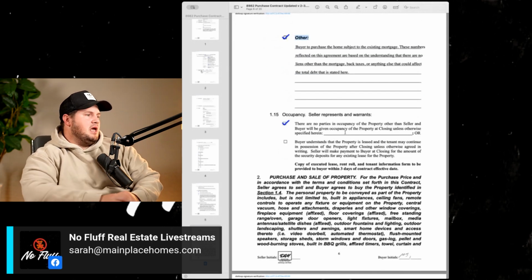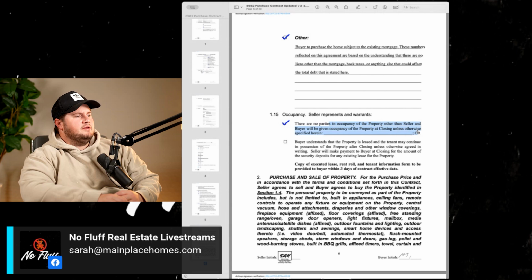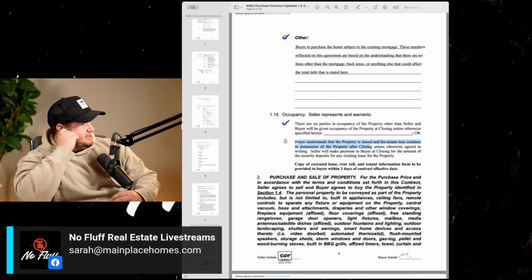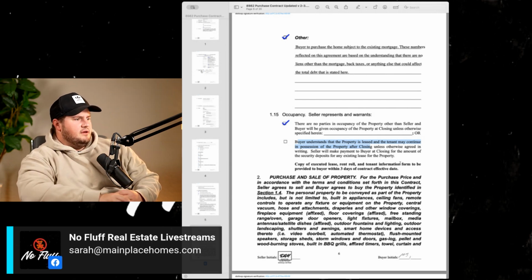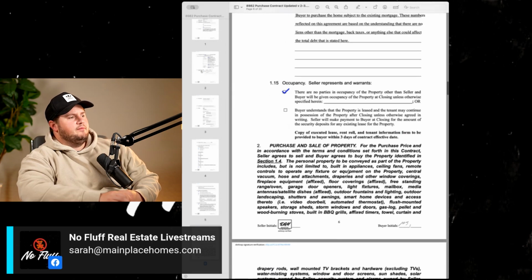Okay. Occupancy 1.15. There are no parties in occupancy of the property other than the seller. Buyer will be given occupancy of the property at closing, unless otherwise specified herein. Or if there are tenants in place, I'd check that off, right? And if there are tenants in place, then I need an executed lease. I need the rent rolls. I need the tenant information. There would be a tenant information form that they would fill out later, so I can get all that back from them. That's no big deal.